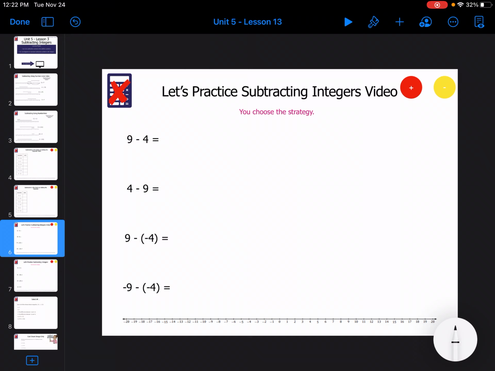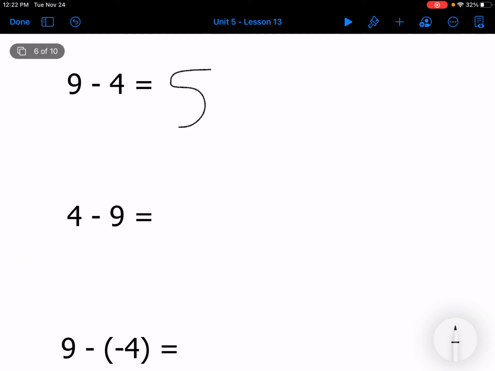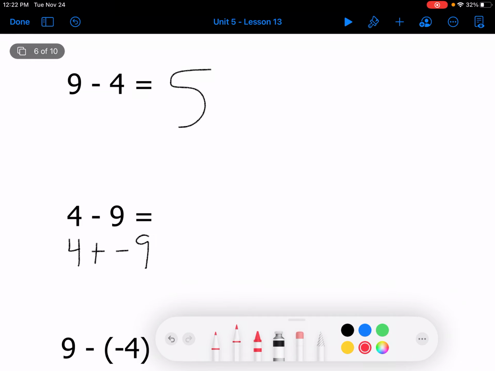All right, so we can choose our strategy here. Well, I know 9 minus 4 is 5. I've known that since the beginning of subtraction, when you guys were using your fingers and you were counting in elementary school. So now we have 4 minus 9. So I'm going to add the opposite. So 4 plus -9. So I'm going to use my little chips.